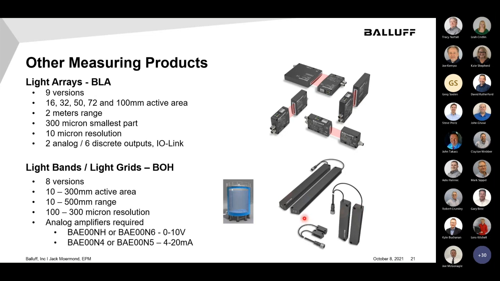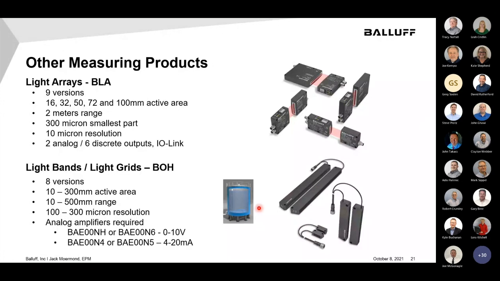Your resolution depends upon this length. So the 10 millimeter version is going to have about 10 microns resolution. The 300 millimeter version is going to have 300 microns resolution. So it's a percentage of the active area.